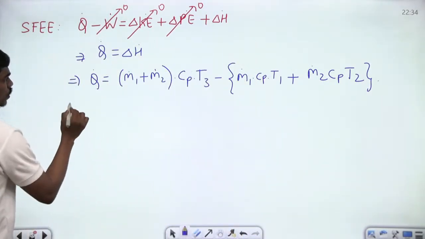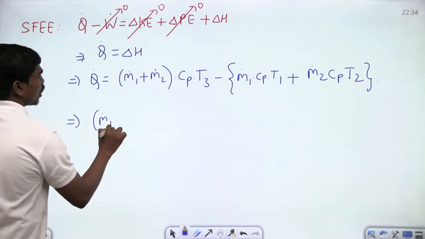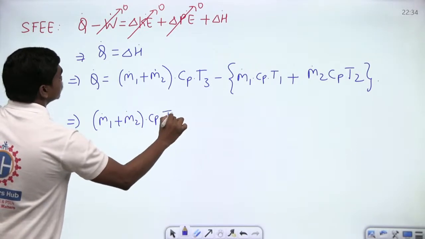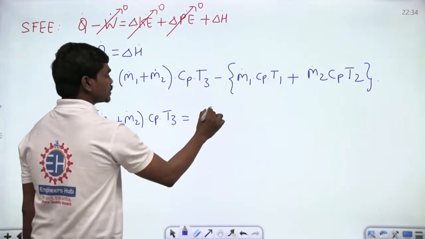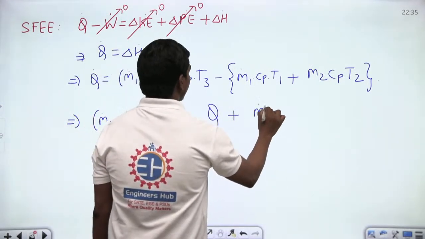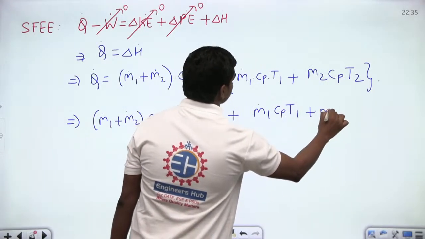That's simple. So M1 dot plus M2 dot into Cp into T3. Let us write M1 dot plus M2 dot into Cp into T3. This is equal to Q plus M1 dot into Cp T1 plus M2 dot into Cp T2.